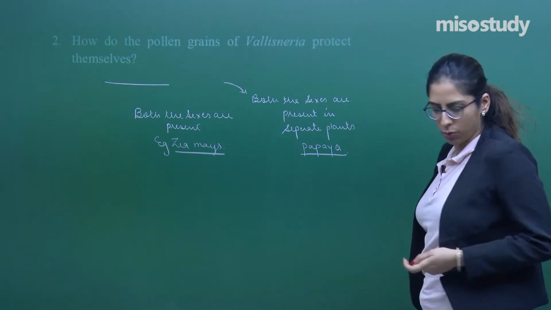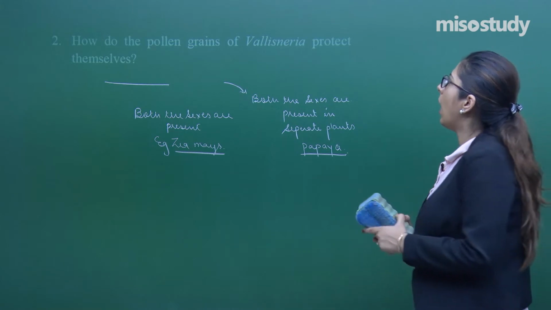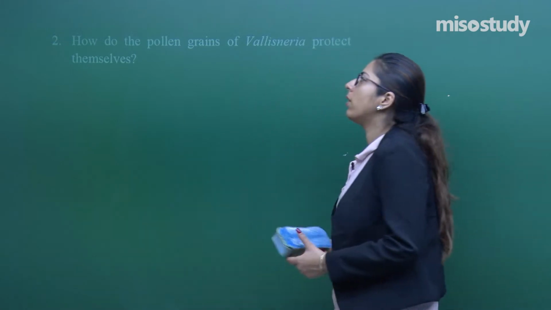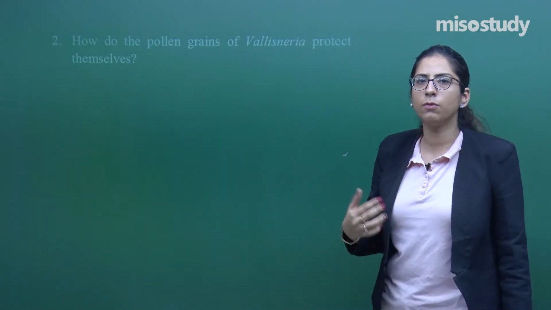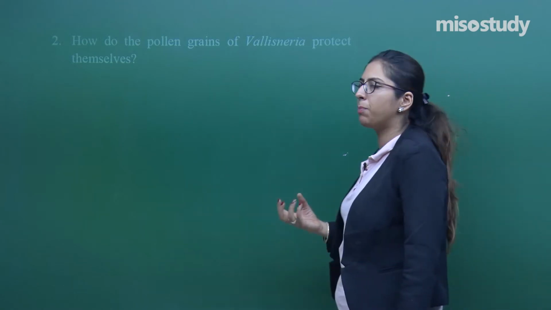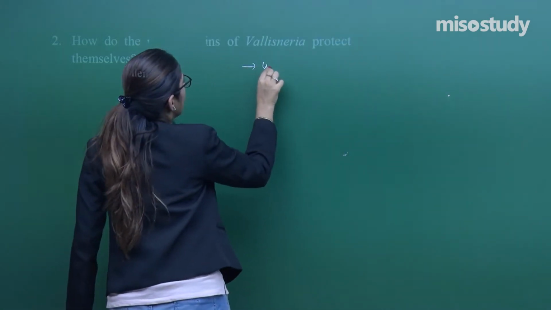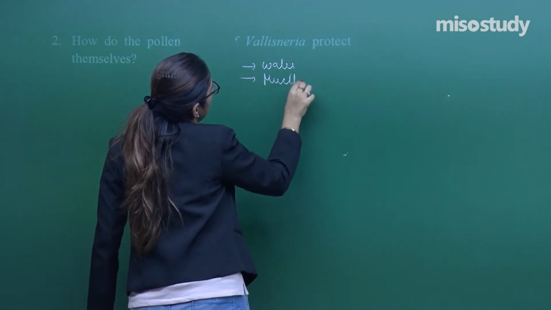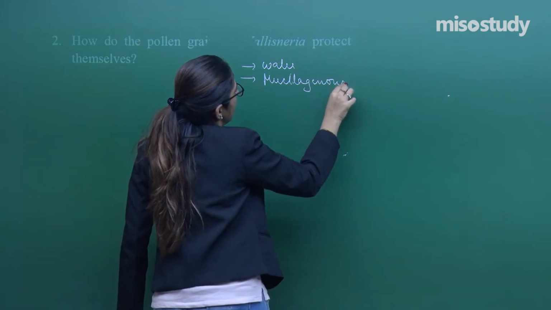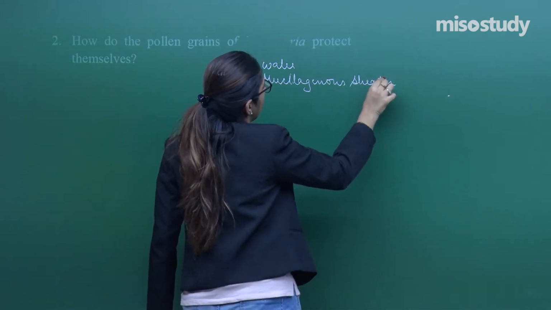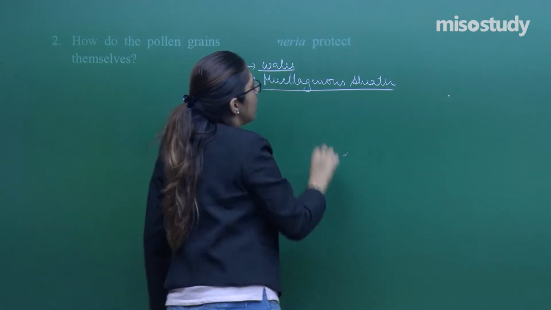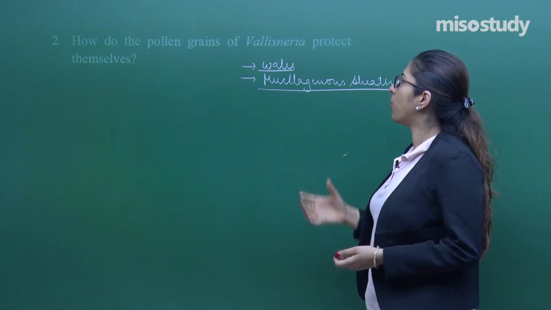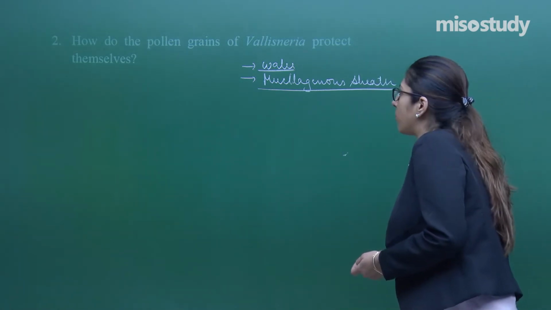Let us move on to question number 2. How do pollen grains of Vallisneria protect themselves? As you all know, the pollen grains of Vallisneria use water for the distribution of their pollen. So they have one covering which we call a mucilaginous sheath. This mucilaginous sheath protects these pollen from the harsh action of water. This is how they protect themselves.